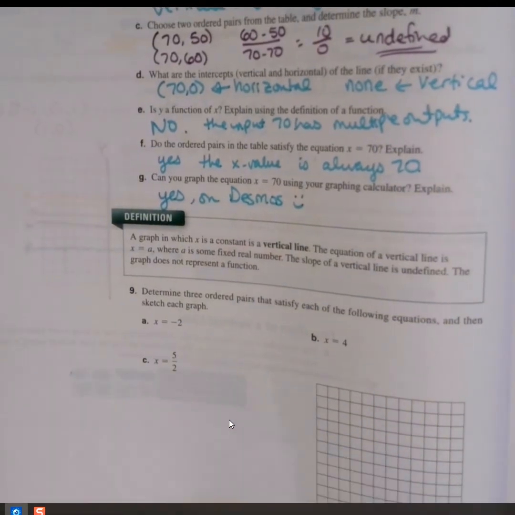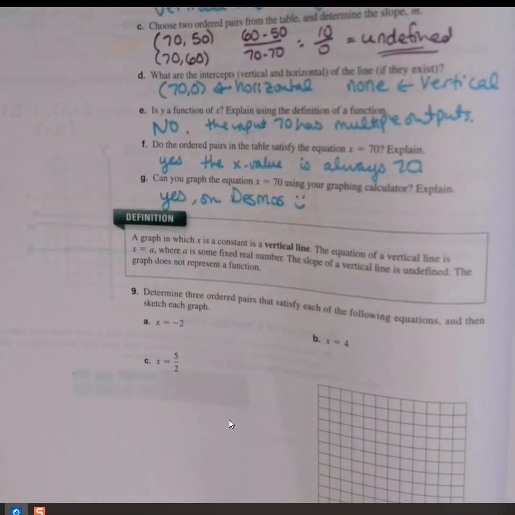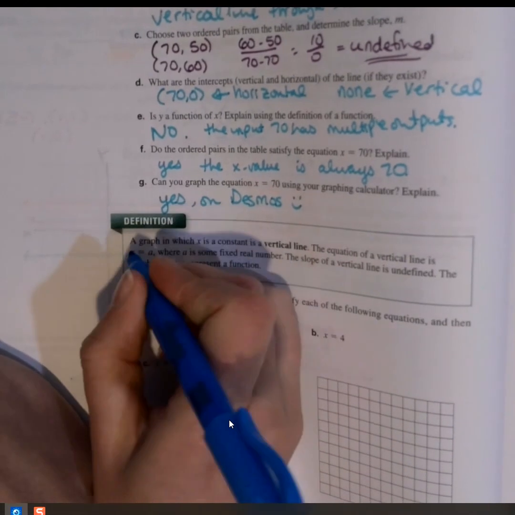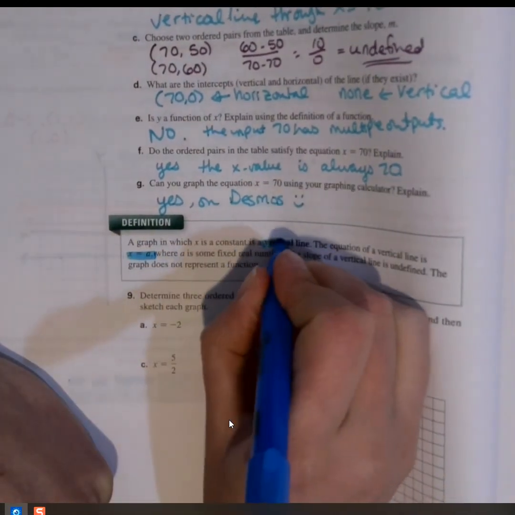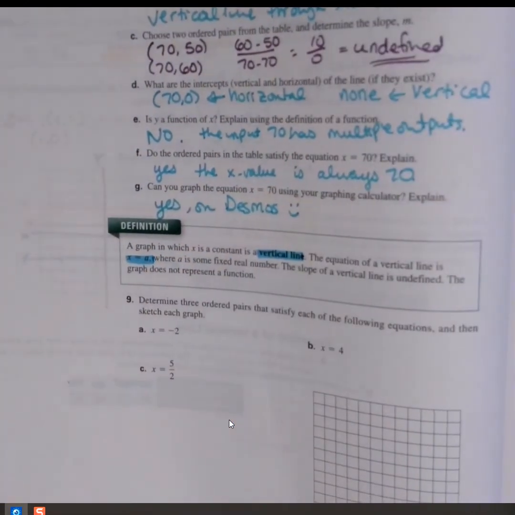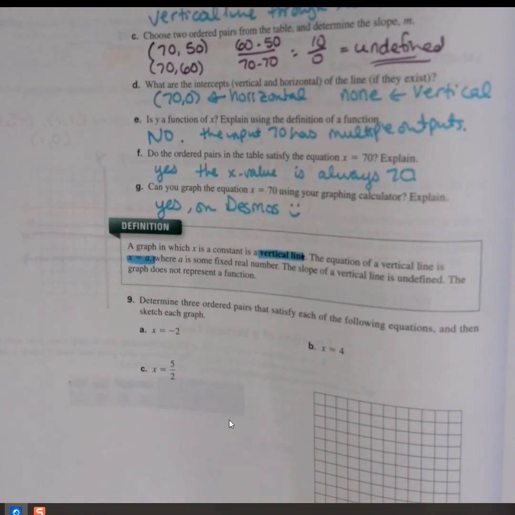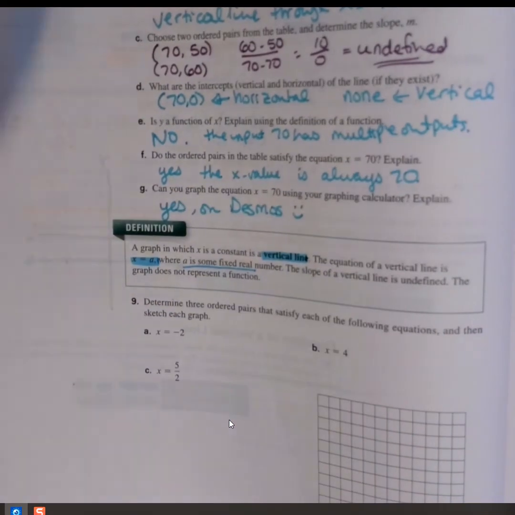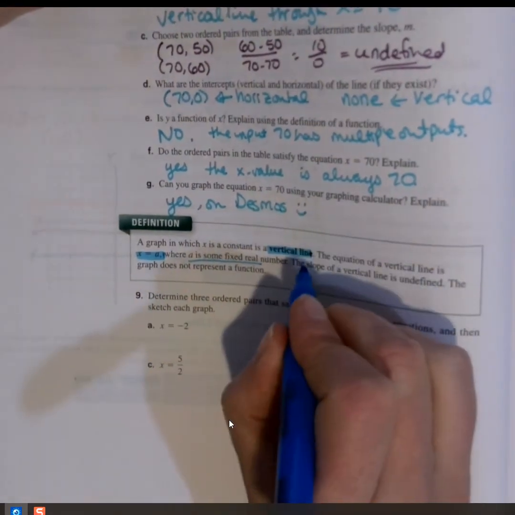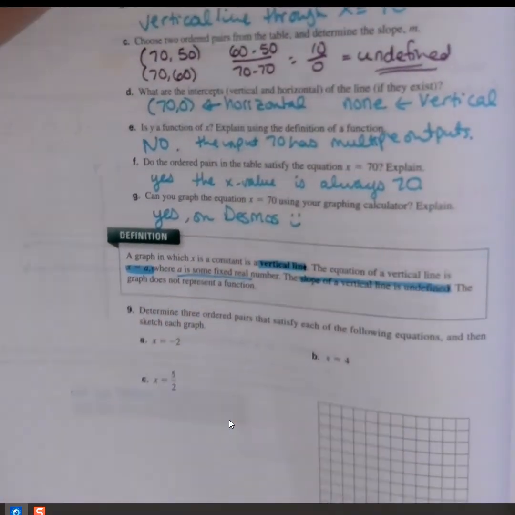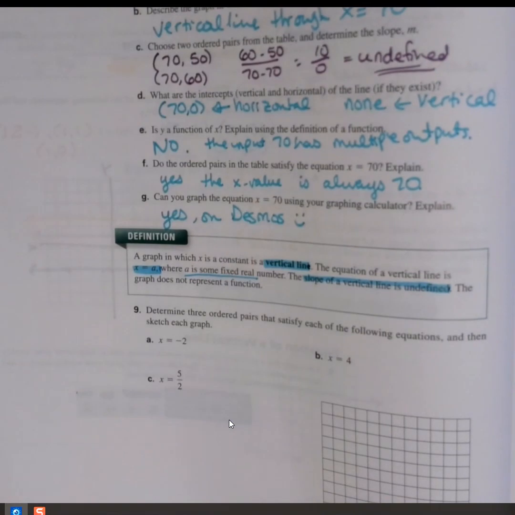Summary down here: vertical lines are always of the form x equals a number. Horizontal lines are always of the form y equals a number. If it's going to be a vertical line, x is the thing that is fixed, some fixed number. The slope of a vertical line is undefined. It's not zero. It's just undefined. There is not a slope.